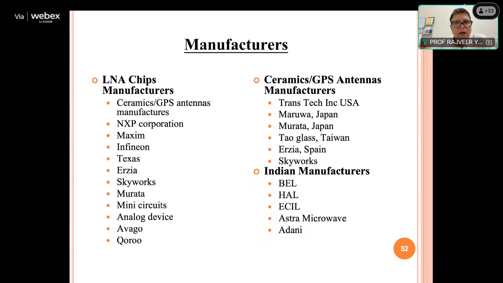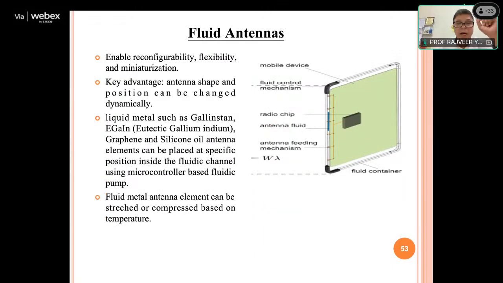Now, as far as worldwide is concerned, there are people of Indian origin working in these domains, but rarely are they able to provide us all-in-one solutions. As far as India is concerned, BEL, HAL, ECIL, Astra Microwave, Adani are a few manufacturers, and as far as foreign is concerned, a lot of people are there. Now, this was all about the product which we have designed for GNSS features.